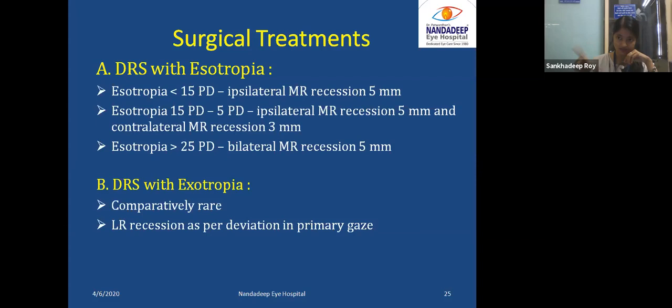And resection is when it's cutting a portion of the muscle. So when esotropia is from 15 prism diopters to 25 prism diopters, we have to recess the MR by 5 millimeters and, in the other eye, the MR by 3 millimeters. In case of esotropia greater than 25 prism diopters, we have to recess the MR in both eyes. In case of exotropia, it is very uncommon. We know by this class also, there are 3 kinds of DRS: ortho, iso, and exo. The most common type of DRS is iso DRS.